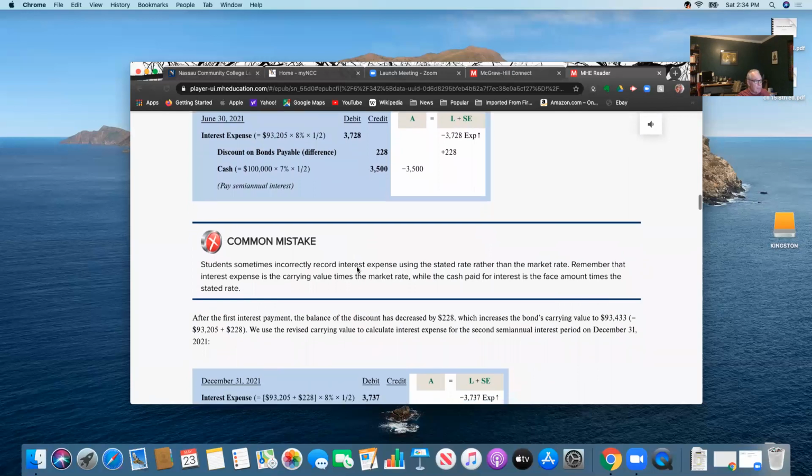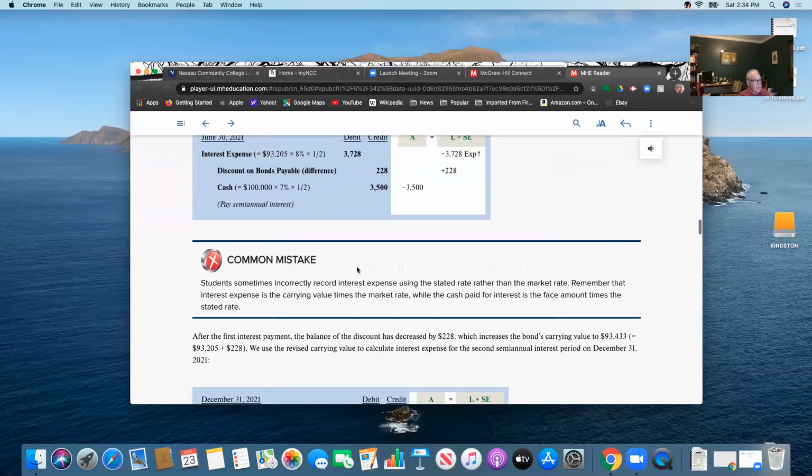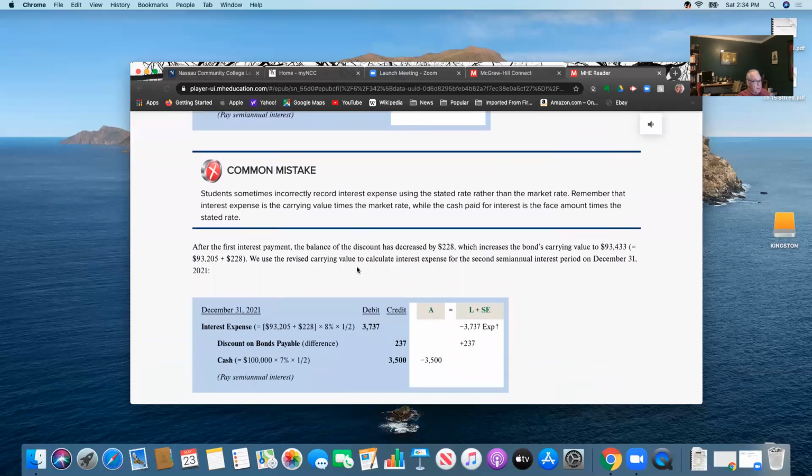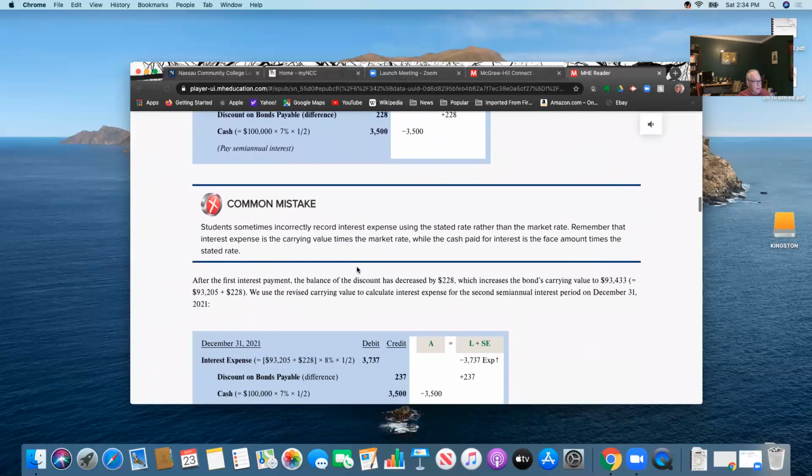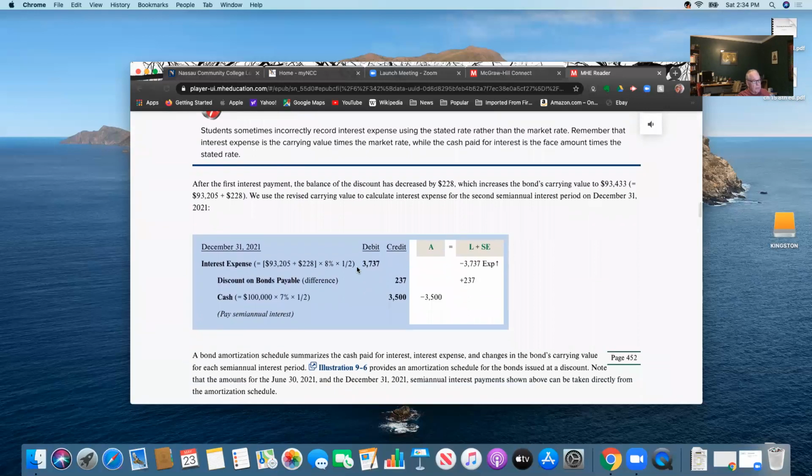But notice what happened from the first payment to the second. The interest expense was $37.28. Now it's $37.27. Why did it increase? Why is it higher? Because the carrying value is increasing.